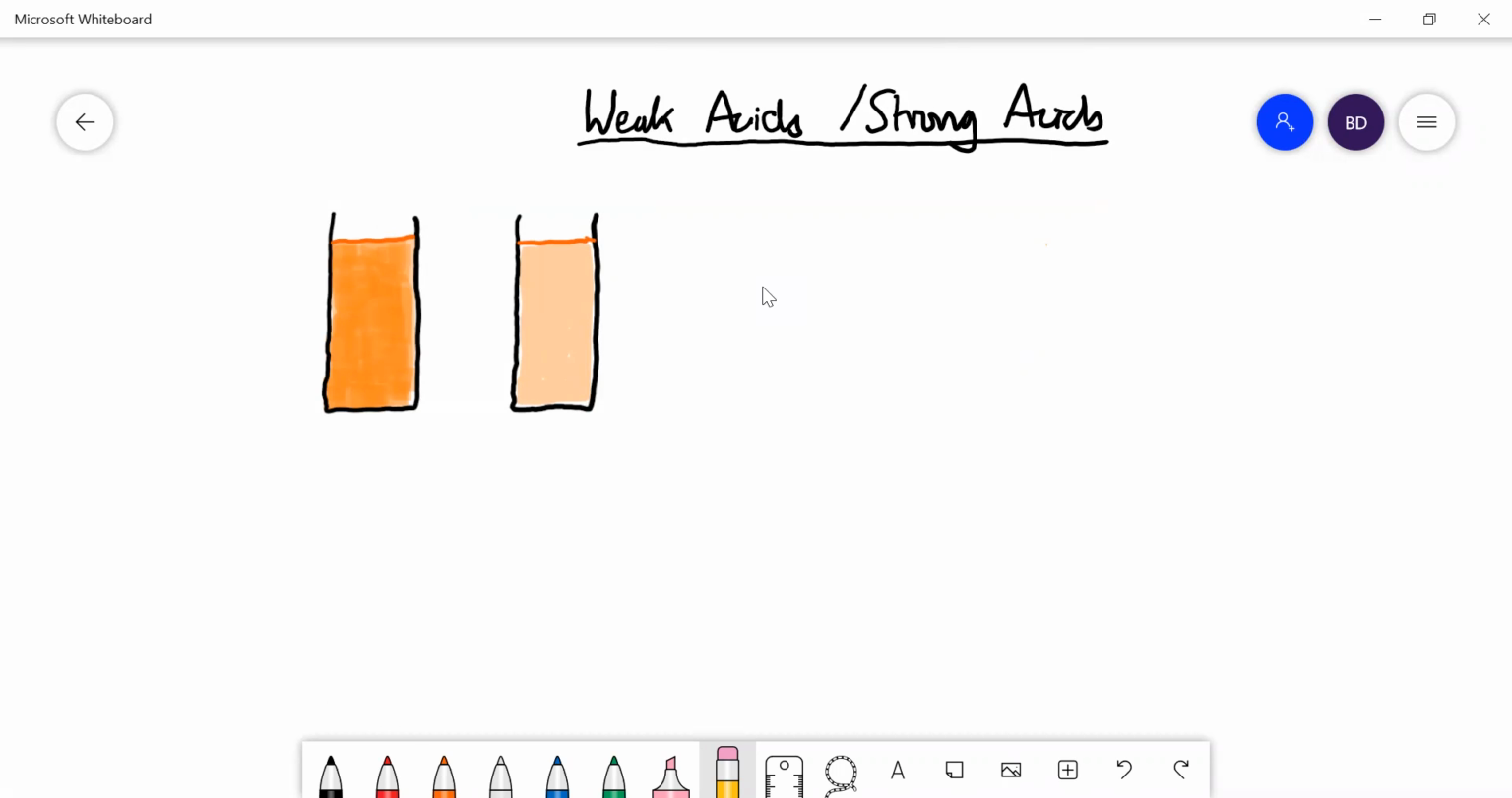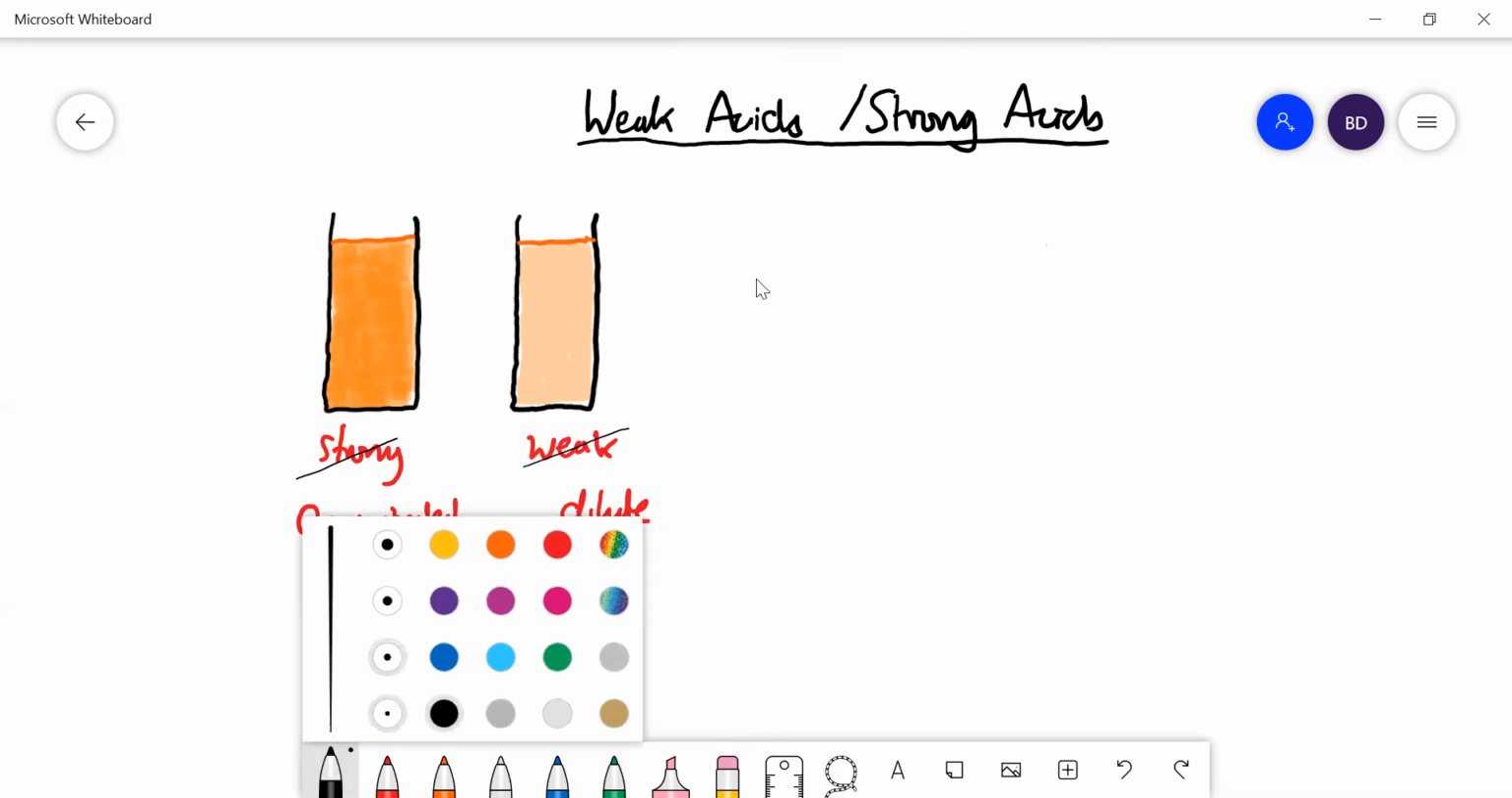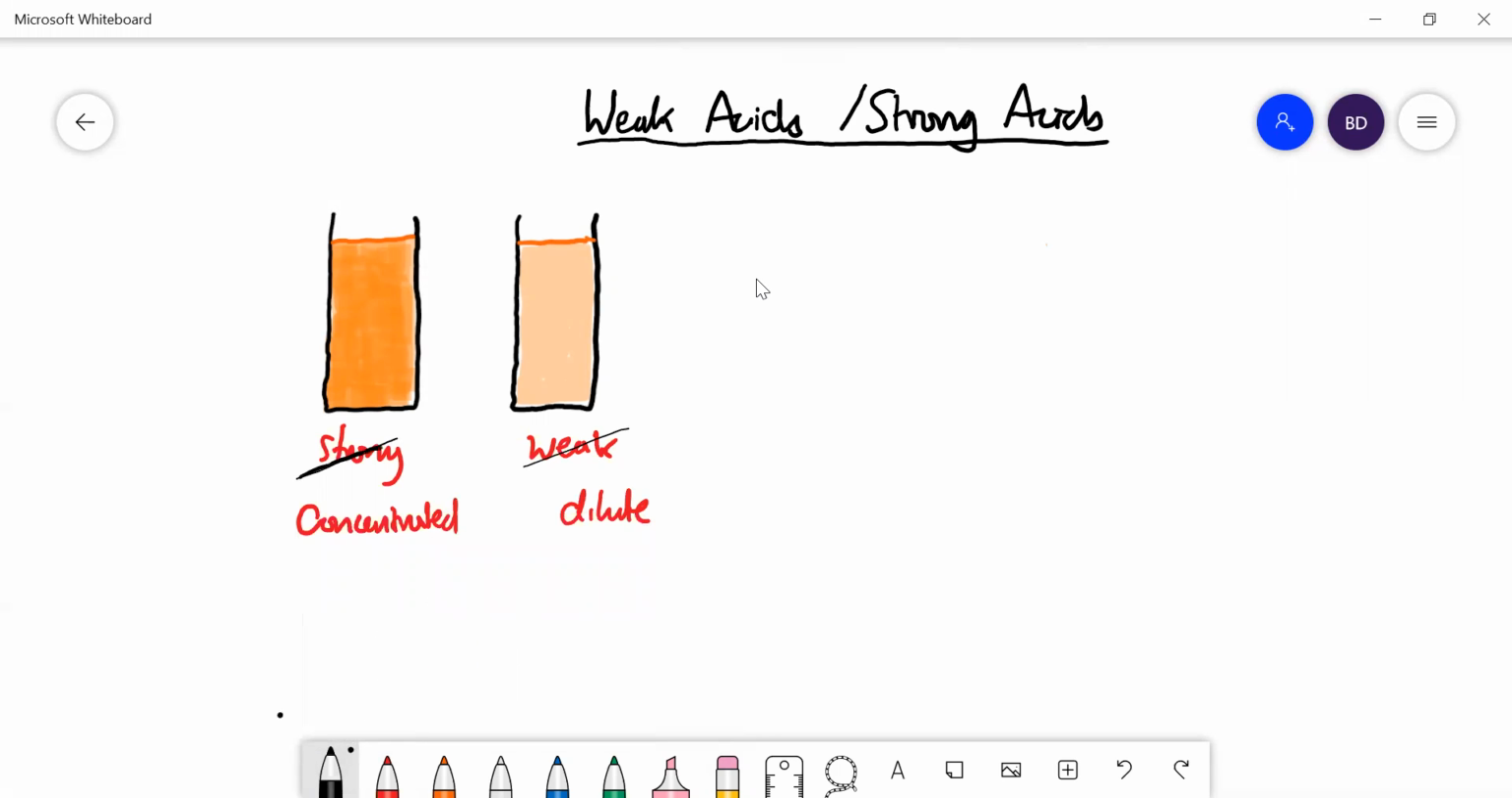So in everyday life, you've got two glasses of orange squash here. We'd say that this one was strong. We might say this one is weak. You've got to stop using those words now, because rather than calling it that, we have to say this one is concentrated, not strong, and this one is dilute, because those words strong and weak mean something completely different when we're talking about acids.